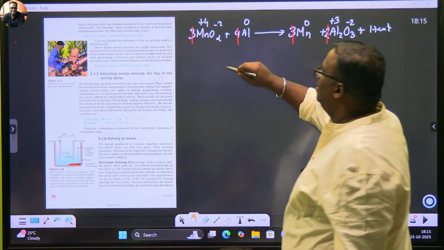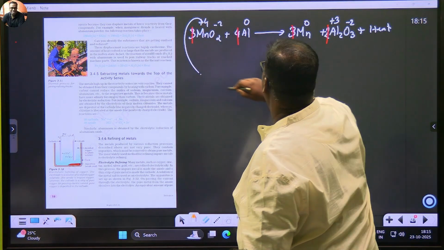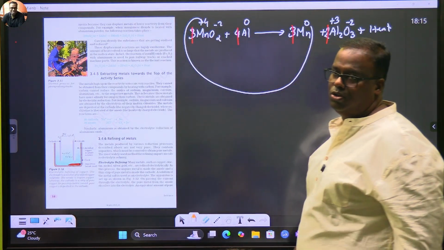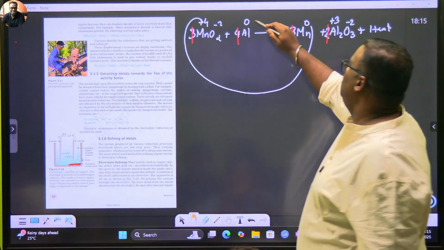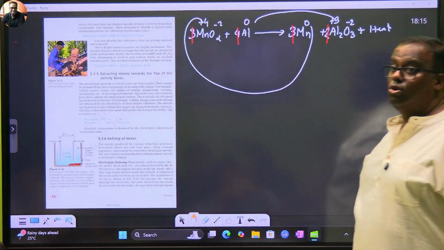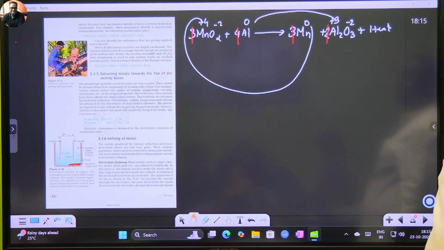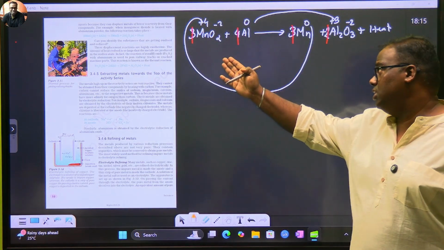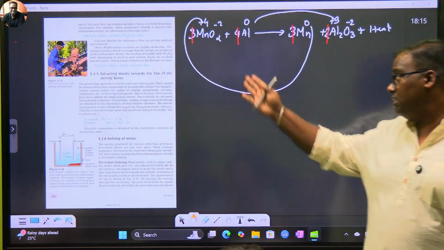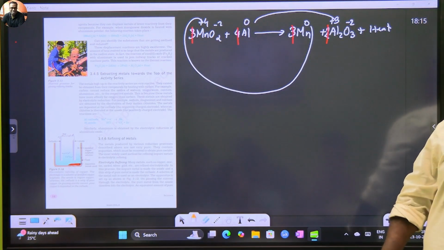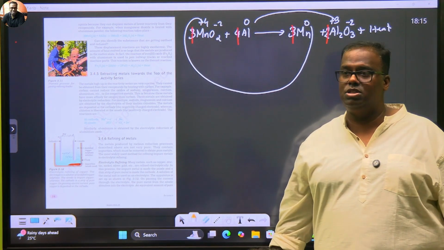Now you see, +4 became 0, reduction in oxidation state, and 0 became +3. So who is the oxidizing agent? The one who caused oxidation. So whose oxidation has happened? The oxidation has happened to aluminium. So the oxidizing agent is MnO2. And who is the reducing agent? Aluminium is the reducing agent.